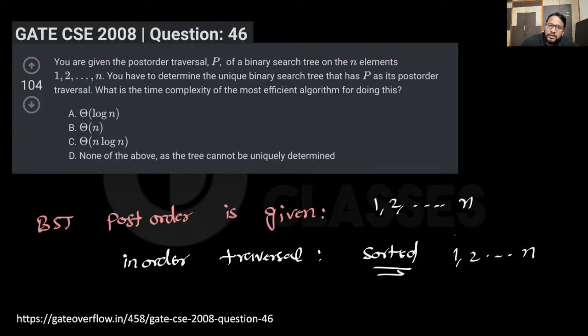Now what they're saying is, can you find out the BST? And if you can, what should be the time complexity to find out the unique BST having the post order traversal that is given to me? So the post order traversal P is given to me, and the in order traversal is what I by default know. It is basically 1, 2, 3 till n. Now using these two, I want to calculate the unique binary search tree.